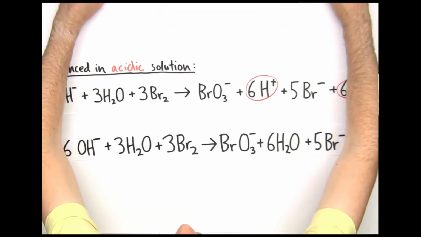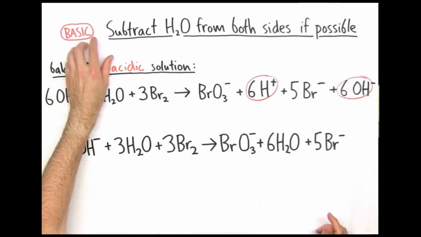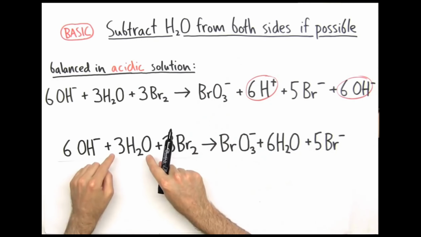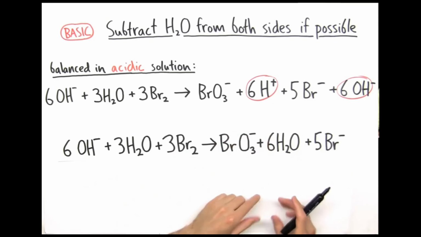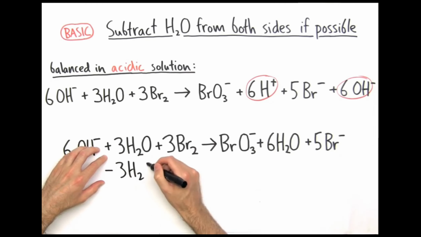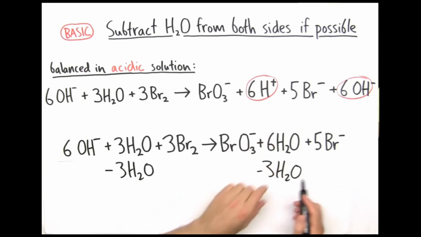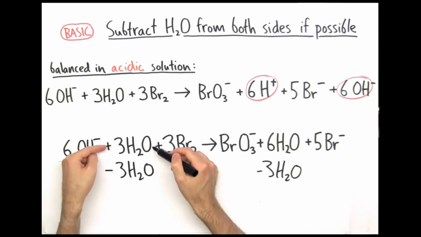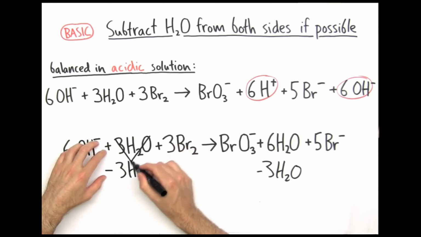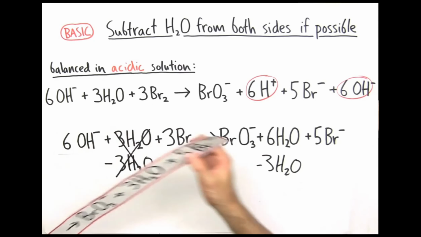And finally now our last step is going to have to do with the H2O here, the water. And it's going to be to subtract H2O from both sides if possible. I got 3 H2O here and 6 H2O here. So just like an algebra equation, I'm going to subtract 3 H2O from this side and 3 H2O from this side. It's always got to be the same on both sides, and I chose 3 H2O because it's the number of H2Os that I have here. So plus 3 minus 3 gives me 0, so this essentially cancels that out. Here, 6 H2O minus 3 H2O is going to give me 3 H2O.